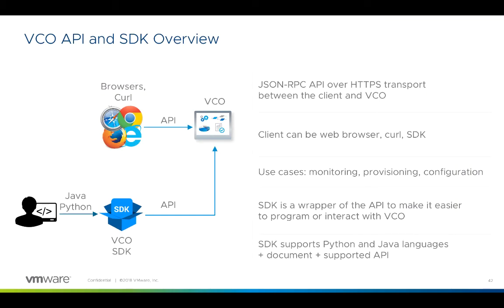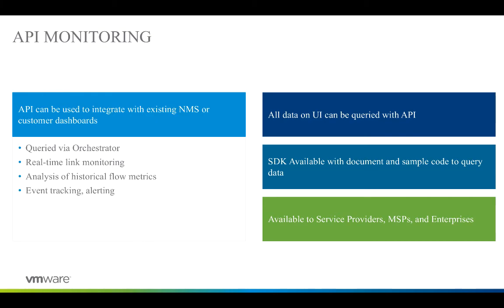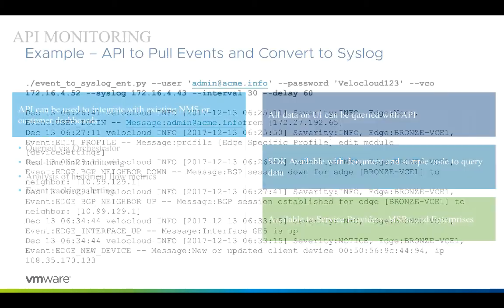You can use the orchestrator to collect and forward the API information to a third party tool. So let's say a service provider or an enterprise customer is using a third party monitoring tool, so we can pull out the information from the orchestrator and feed that information to that third party monitoring tool. I mean, that's just one of the use cases. The other use cases are for monitoring and provisioning. You can use the API to provision a site or a link or other things. These are some of the examples related to the API monitoring.